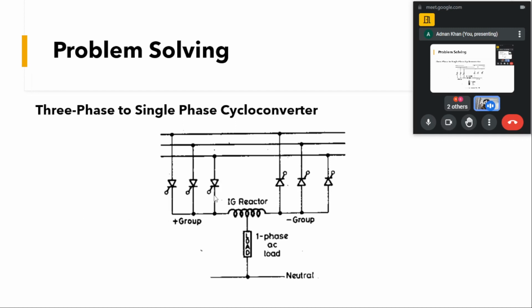You can see here, whenever there is a positive voltage, this positive group will start conducting, and whenever there is a negative voltage, this negative group will start conducting. So a positive voltage is conducted by the positive group, and a negative voltage is conducted through the negative group.